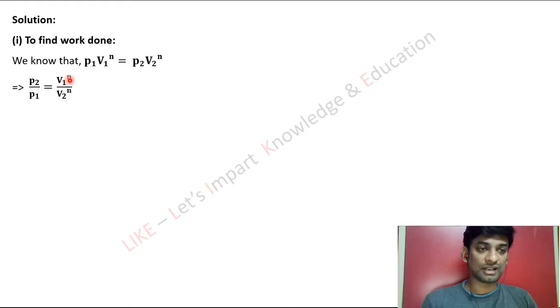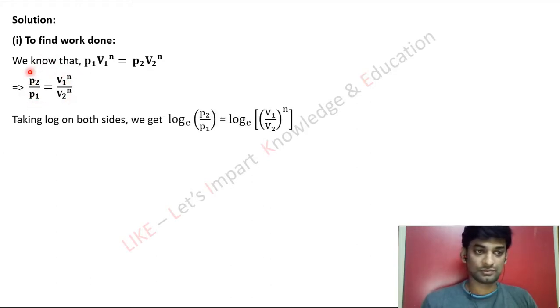On either side to determine the n. This is a simple mathematical expression you must know. Taking log on both sides, we get log e, also called natural logarithm ln. Log p2 by p1 is equal to log v1 power n divided by v2 power n. Now, this equation can be written as log e p2 by p1, left hand side I have kept as it is.